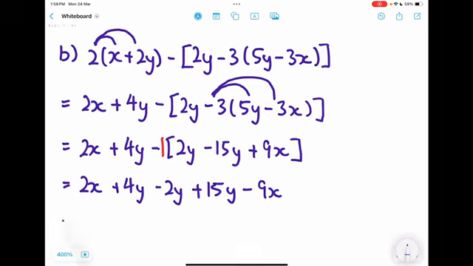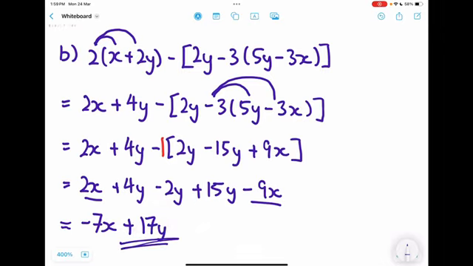Now what I'm going to do is to simplify those terms with the same variable. I'm going to plus or minus them together. Alright, looking at the x's, I have one over here and one over here. So 2x minus 9x, that would give me negative 7x. For the y's, I have positive 4y minus 2y, that would give me positive 2y, plus 15y, that would give me positive 17y. And this is my answer for B.